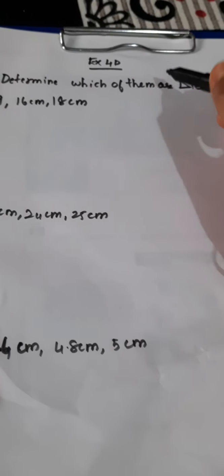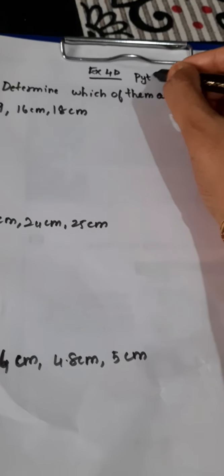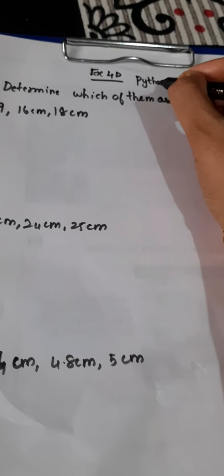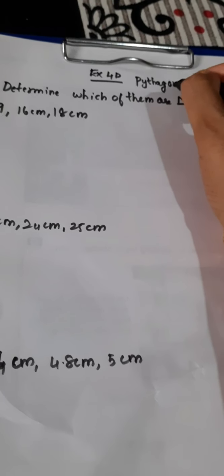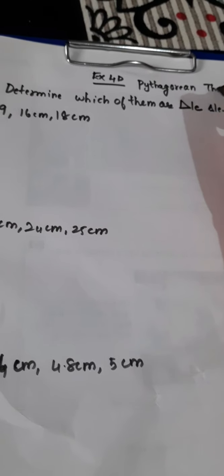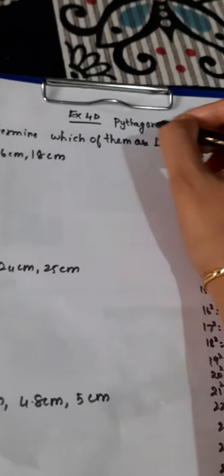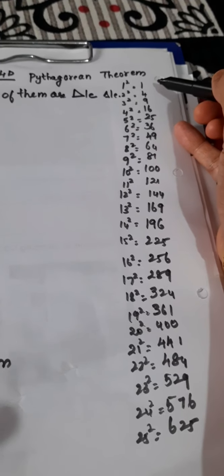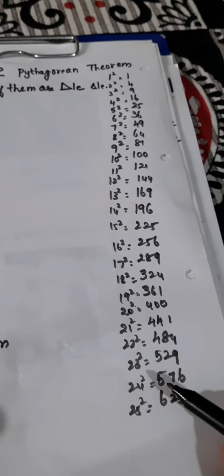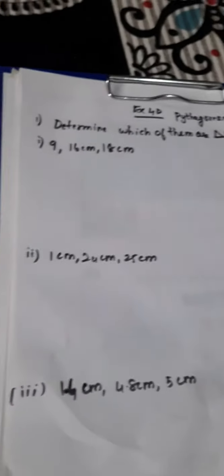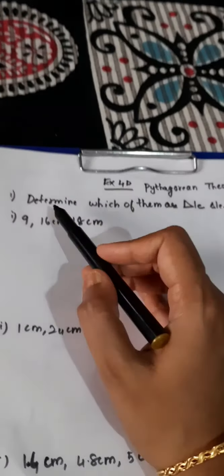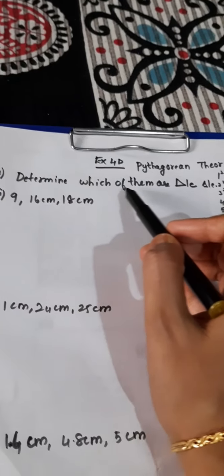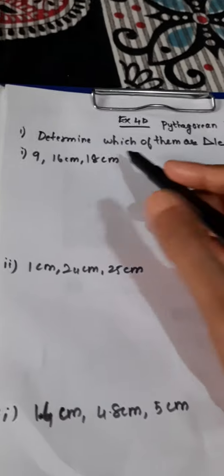So let's start with exercise 4D for grade 10 triangles. By knowing the Pythagoras theorem, we can solve this exercise. It's good for 10th graders to know the squares of numbers up till 25 or more at their fingertips, to solve quickly. So the first part of the first question is to find whether this is a right angle triangle or not.